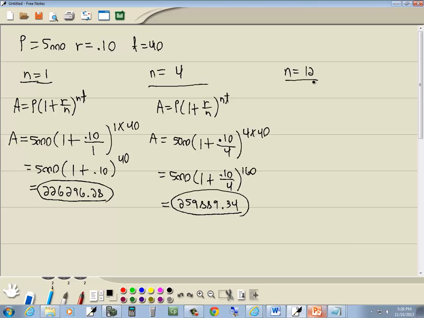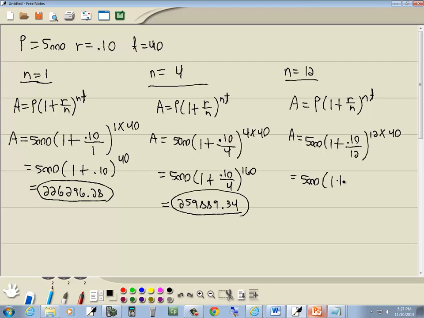Now, next one is when n is equal to 12. So again, it doesn't say continuous. I'll plug in the same formula. P times 1 plus R over n to the nt power. Well, P we set as 5,000 times 1 plus R, which is 0.10, divided by n, which is 12, raised to the nt power, which would be 12 times t, which is 40. Which gives us 5,000 times 1 plus 0.10 divided by 12. 40 times 12 is 480.